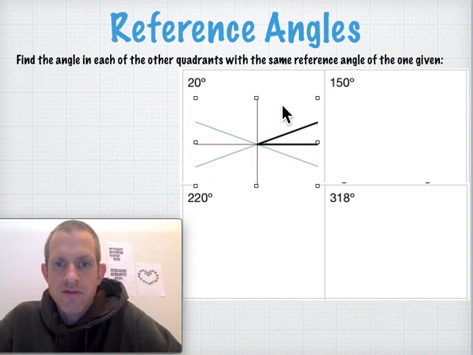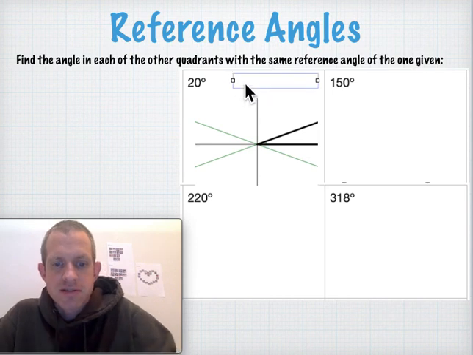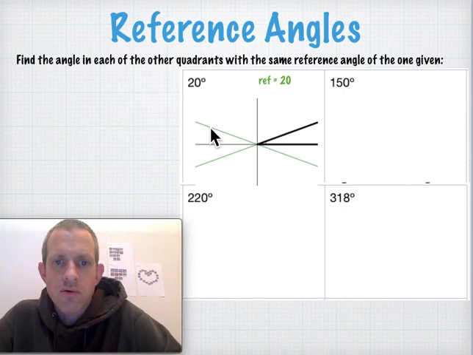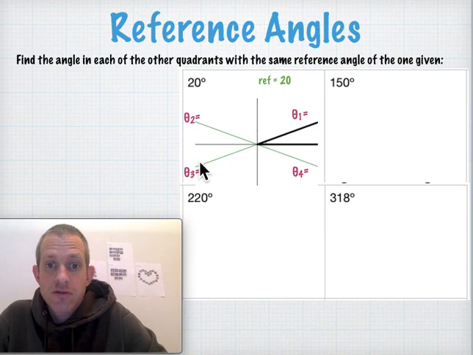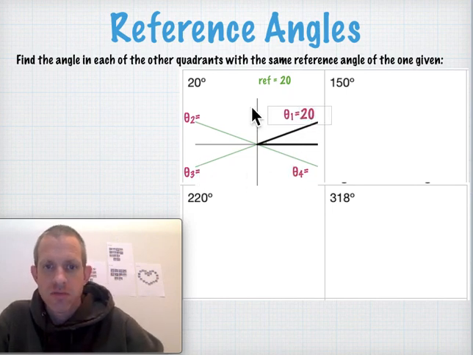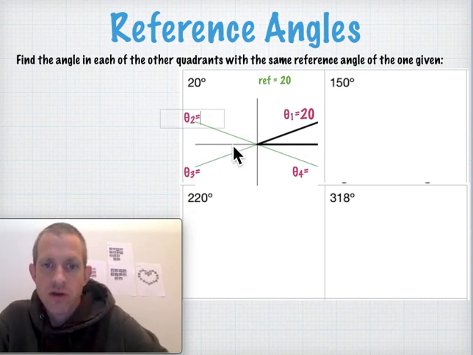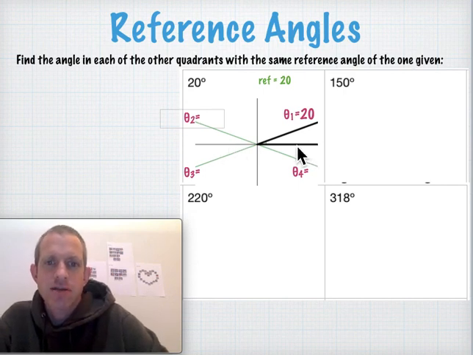So the reference angle for 20 degrees is kind of boring. It just is 20 degrees. But what I want to know are what are these other angles? Now the goal is to figure out what each of the other angles are. So we know this one is 20 degrees. But what's this? You use the reference angle and either 180 degrees or 360 degrees, and you either add or subtract the reference angle.